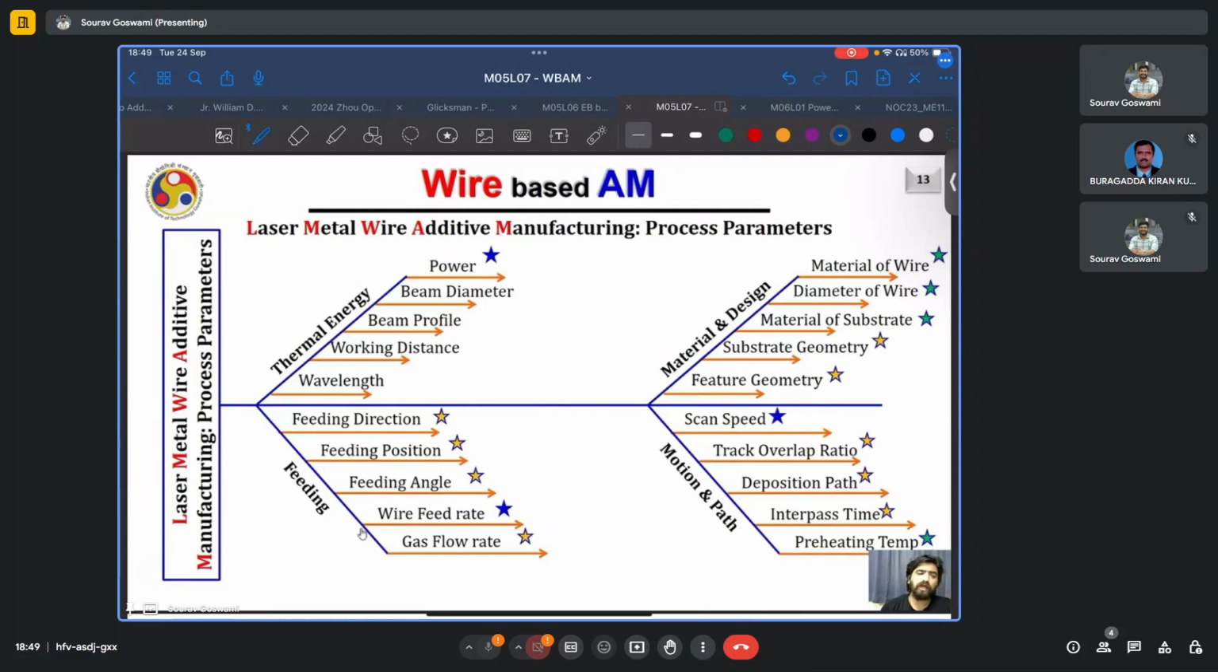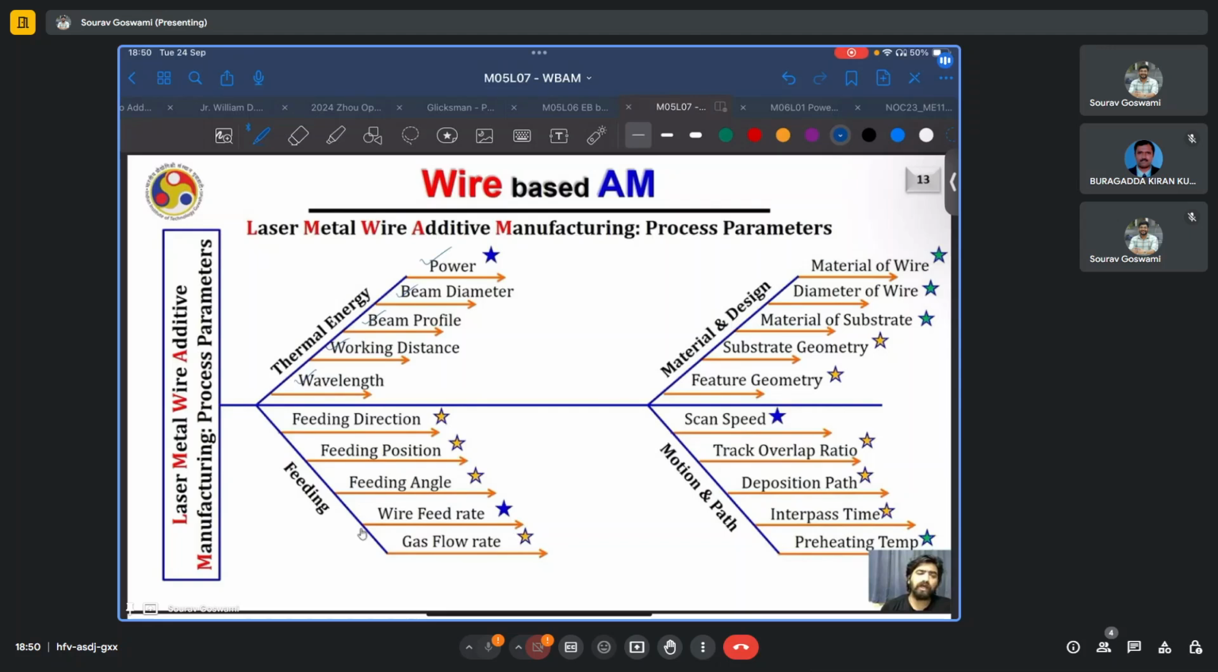However, there are a few parameters which we actively control. One of them is power. The others, which dictate the thermal energy, such as the beam diameter, the beam profile, and the wavelength, are fixed once you have bought a laser system. The working distance can be adjusted, but often you have an optimum number and you don't want to fudge around with it too much. Typically, you'll work at the optimum working distance. So this can be changed, but typically the need does not arise, apart from academic research, where you want to see the effect of changing this working distance.